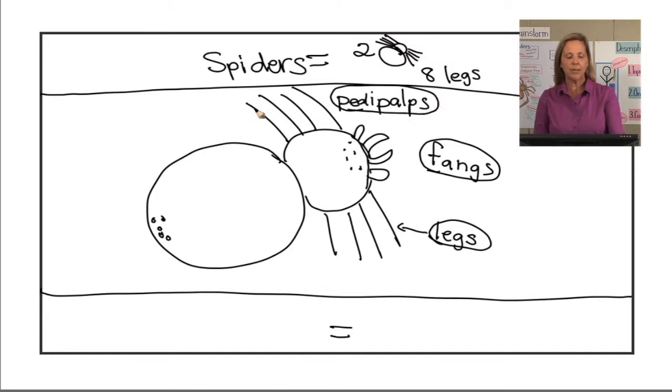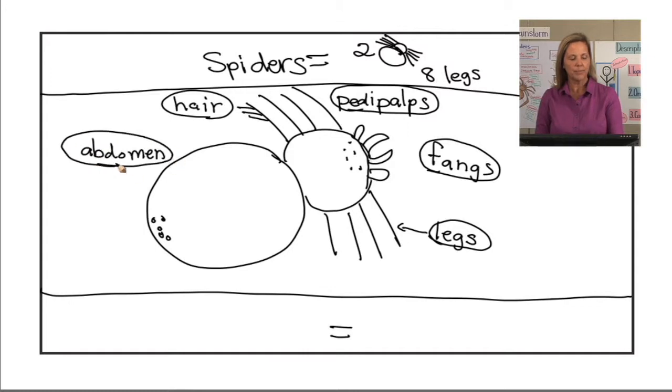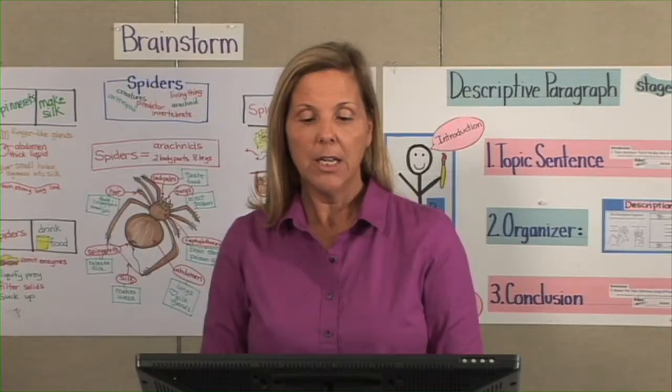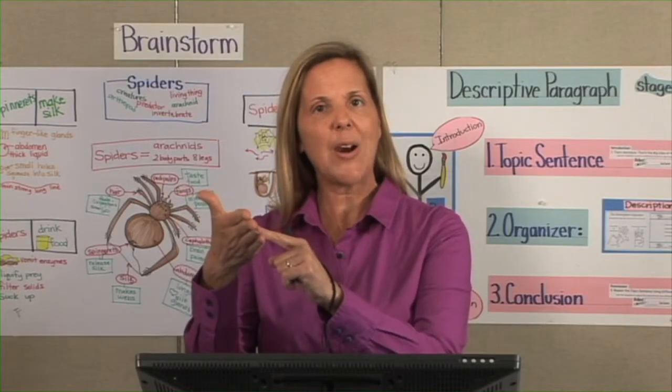Let's do one last thing on the legs. Maybe we'll put the hair there. Let's write hair. Put a circle. And on the bottom where we have the second half of our spider, let's write abdomen. Let's put a circle. And let's also put spinnerets. Let's put a circle. We have 1, 2, 3, 4, 5, 6. That's a lot of information. I think we will stop now. So we've labeled the important parts.